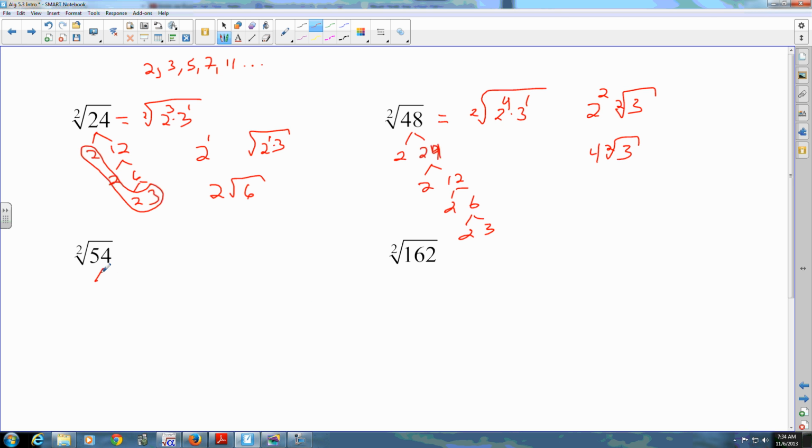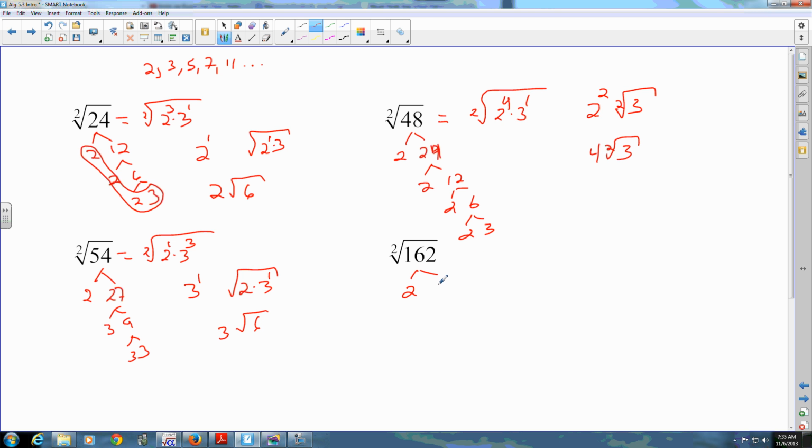54, I'm going to start with 2 again. 27, I'm going to move on to the next biggest prime number, 3. 9, 3, and 3. So 54, the same thing as the square root of 2 times 3 cubed. 2 will not go into 1, so that has to stay put. 2 goes into 3 once, with a remainder of 1. So 3 square roots of 6.